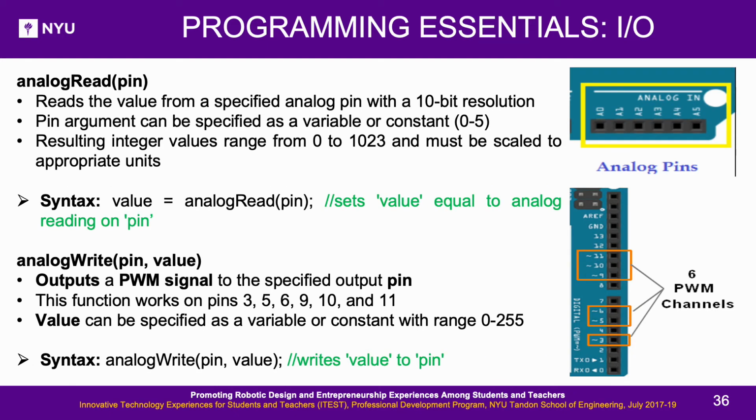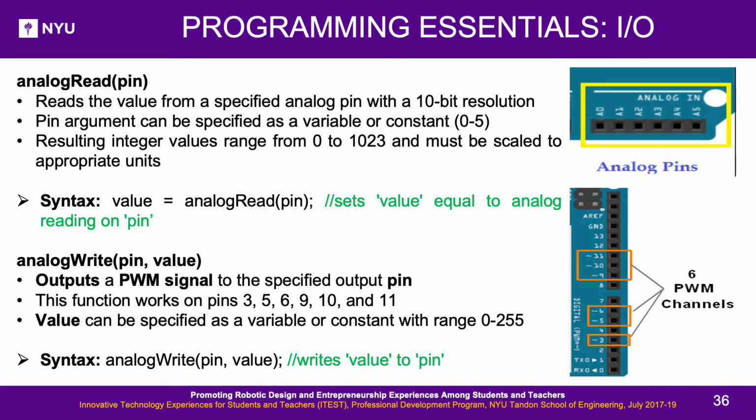Now we will discuss how to work with the analog pins. analogRead(pin). It reads the value from a specified analog pin with a 10-bit resolution. The pin argument can be specified as a variable or constant from 0 to 5. Resulting integer values range from 0 to 1023 and must be scaled to appropriate units. Syntax: value = analogRead(pin). It sets value equal to the analog reading on the pin.